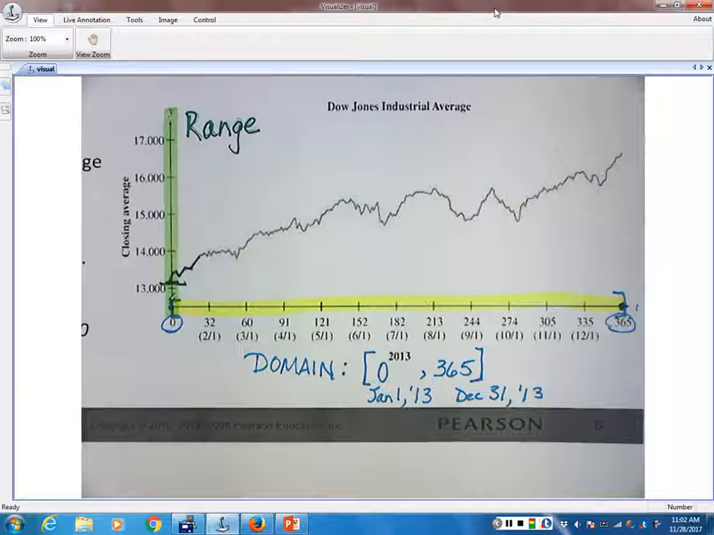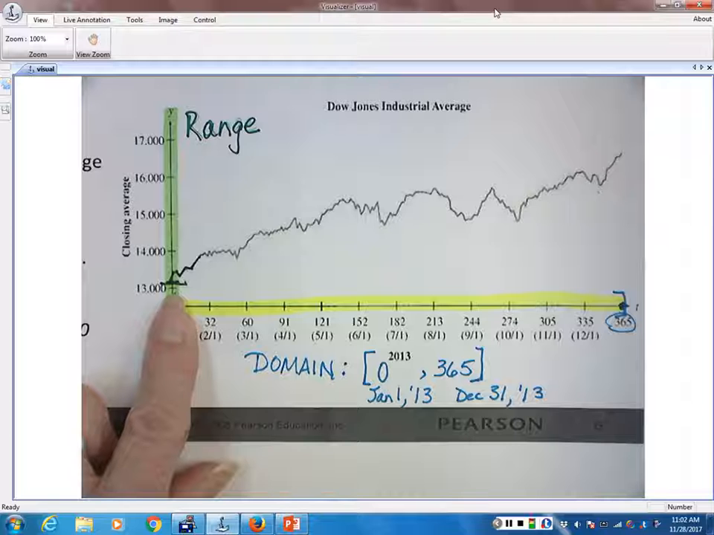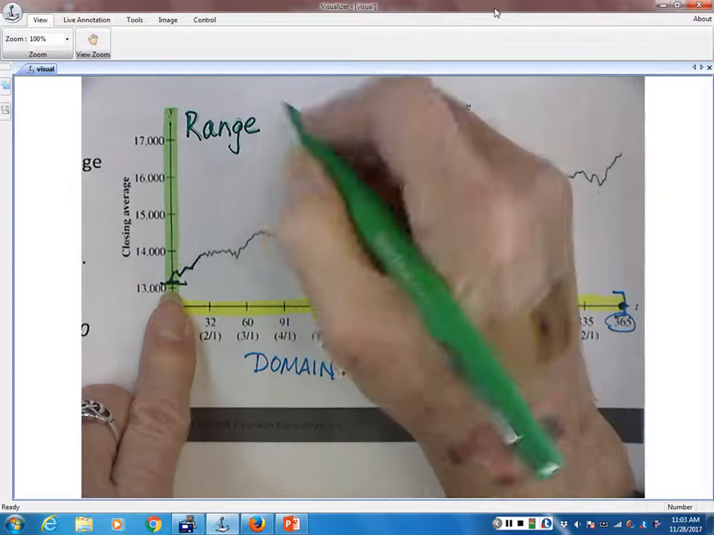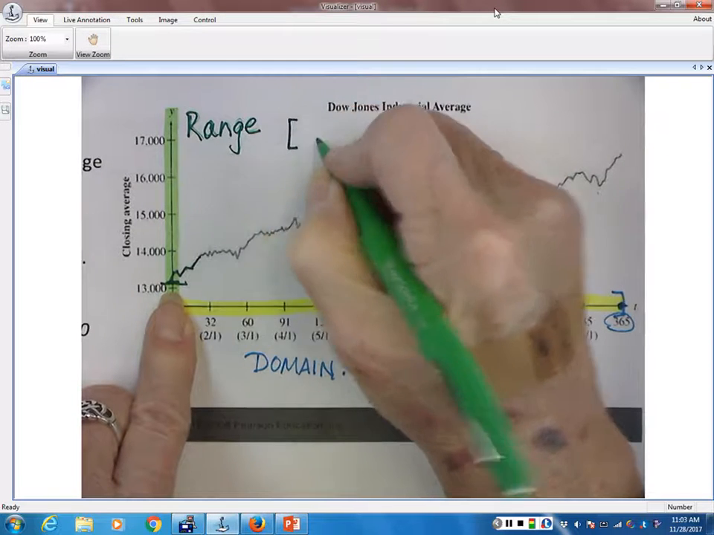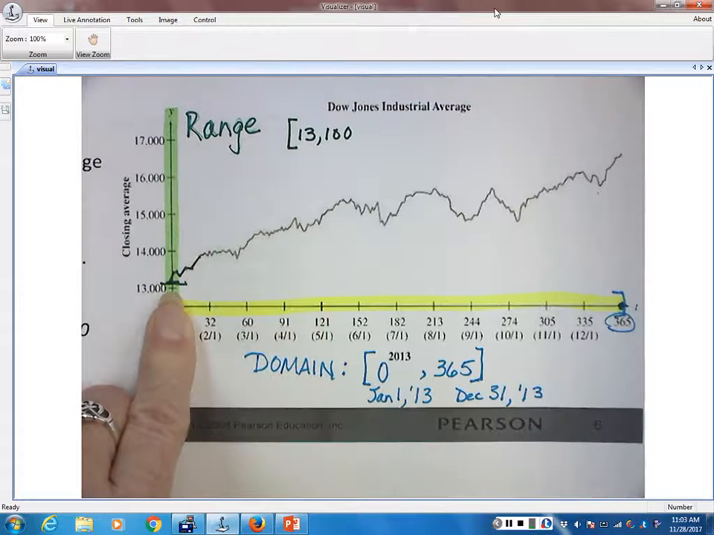So its bottom value, if you notice, is a little bit above 13,000. And since 13,100 was probably the value of the Dow on day 1, the range begins at about 13,100.